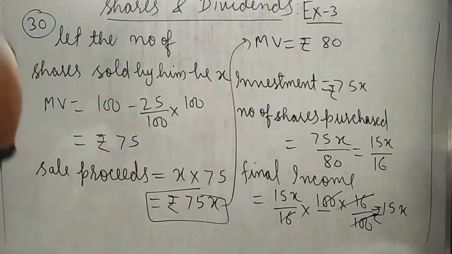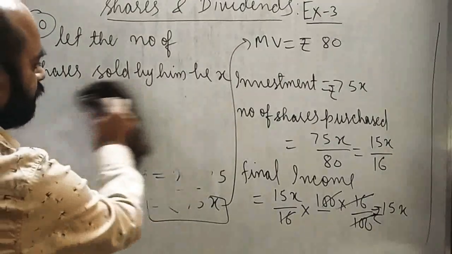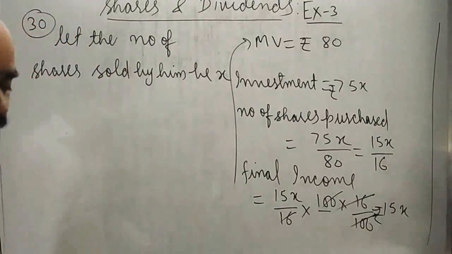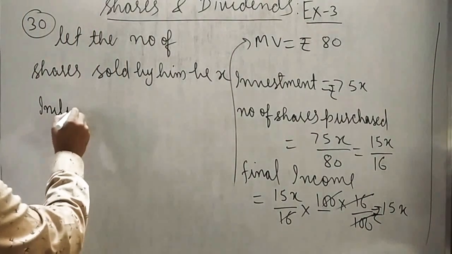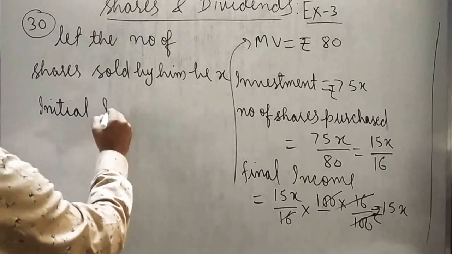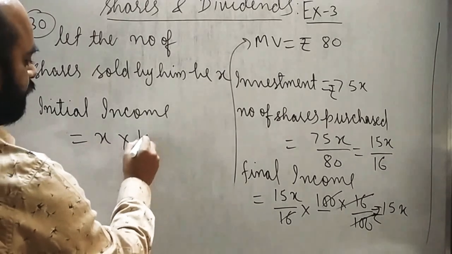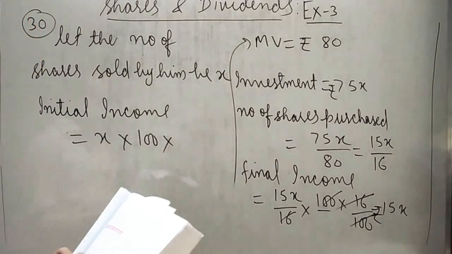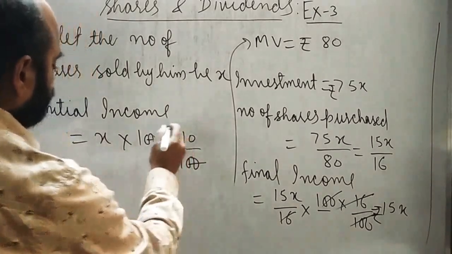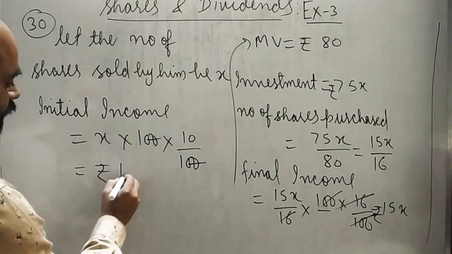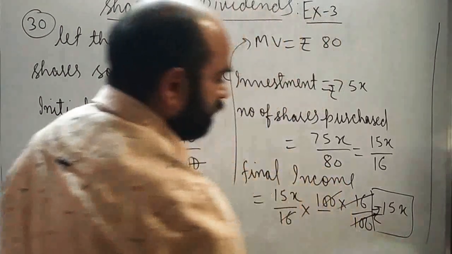And the initial income? Earlier we took the number of shares as X. So the initial income is number of shares X, face value 100, and percentage dividend 10%. So that will give rupees 10X. So this is the initial income and 15X is the final annual income.